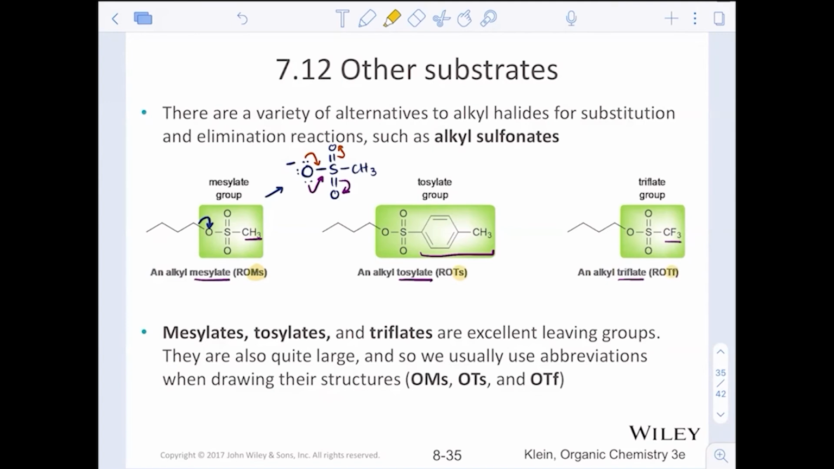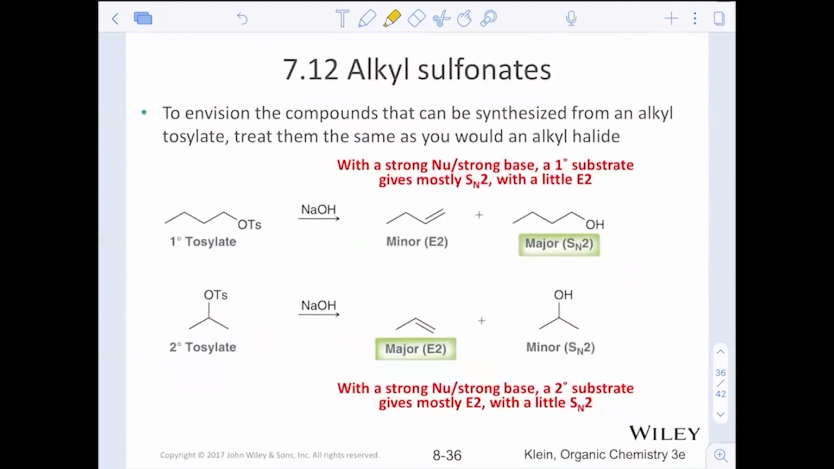So these are excellent leaving groups. They're also really large, so we don't tend to draw them all out. We tend to just use their abbreviations. So with these, we can actually think about them being the same as an alkyl halide. You could see them being on a primary alpha carbon, and when paired with a strong reactive nucleophile, we can do the SN2 reaction, which we see here as the major. We can also do the E2, which would be the minor for that primary.